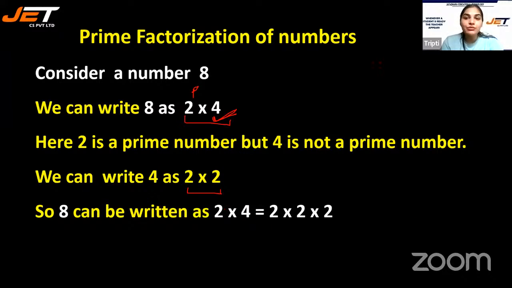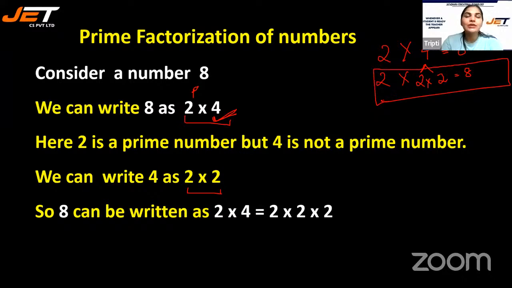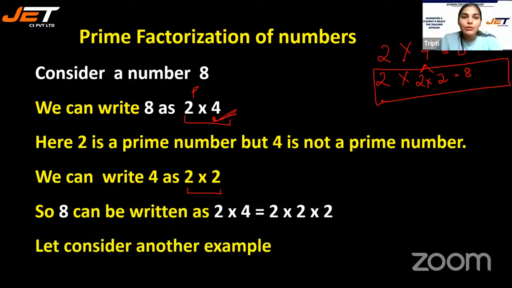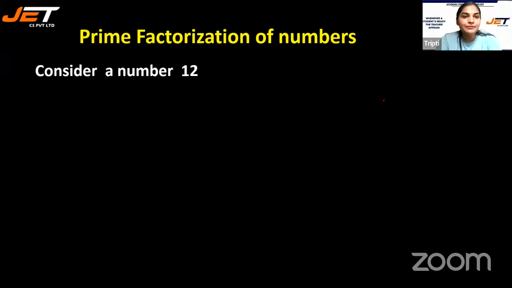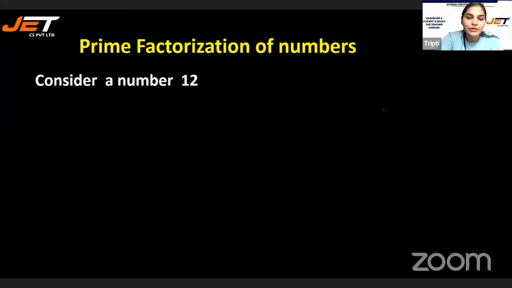Look, I'll try to elaborate this. 2 times 4 is equal to 8. 2 as it is. 4 can be written as 2 times 2. So that means you can do the prime factorization of 8 as 2 times 2 times 2. We will see another example here. Number 12. Could you please try to do it by yourself once? Try to do it by yourself.